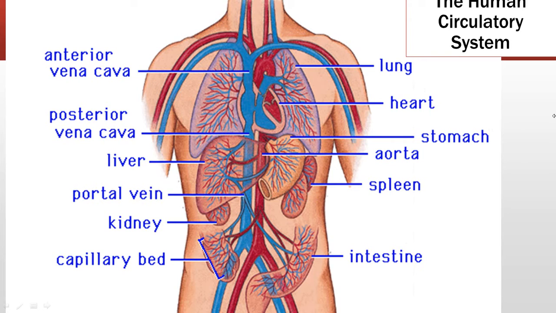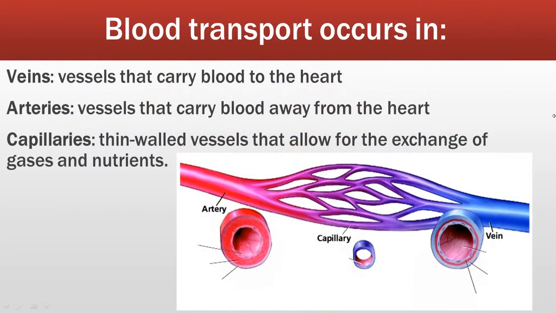Okay, which brings us to those vessels. So blood transport occurs in vessels. Here's your first blanks you'll be filling in. Veins are the vessels that carry blood to the heart, and arteries are vessels that carry blood away from the heart. So remember, arteries away. Okay, that's the best way to remember that.